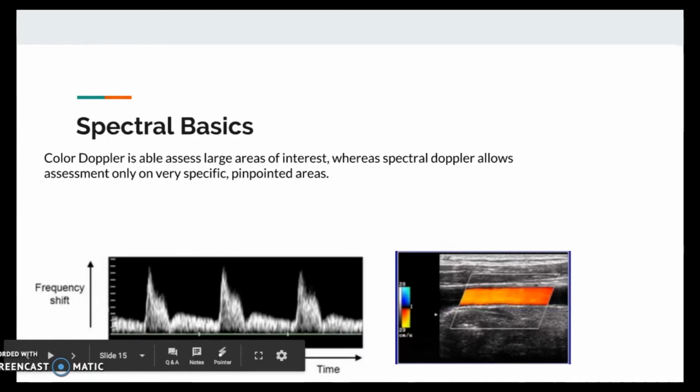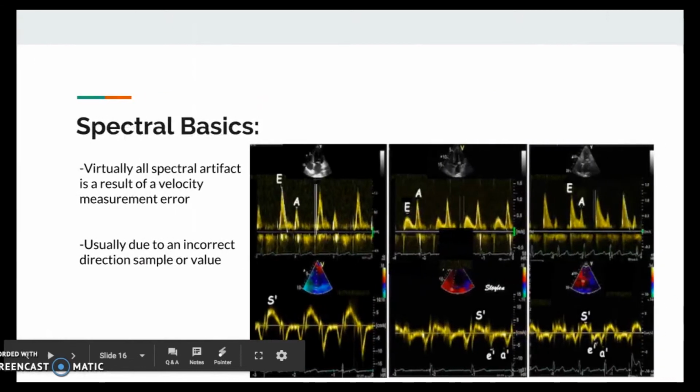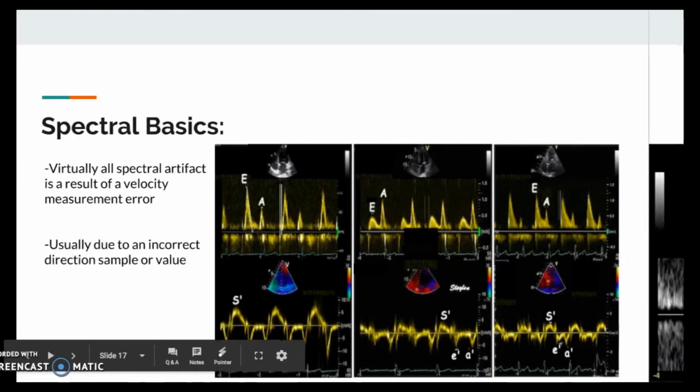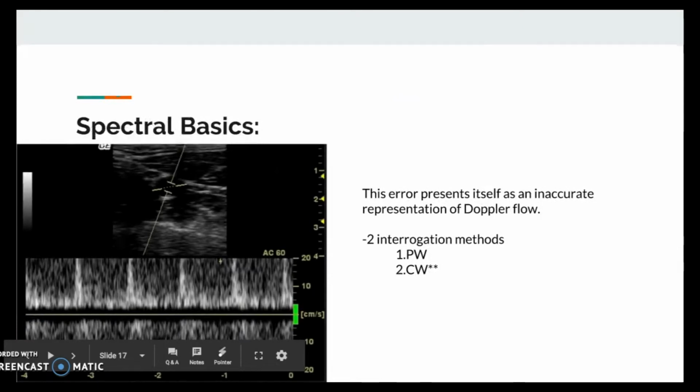So again, just reiterating what I said, color Doppler is able to assess very large areas of interest, whereas spectral allows assessment at pinpointed areas. Virtually all spectral artifact is a result of a velocity measurement error, meaning velocity is usually over- or underestimated. And it's usually due to an incorrect direction sample or value, meaning that the sample angle can be incorrect or the scale might be too high. This error presents itself, of course, as an inaccurate representation of Doppler flow.